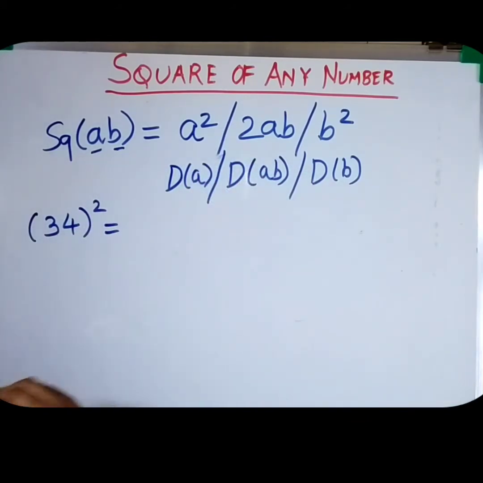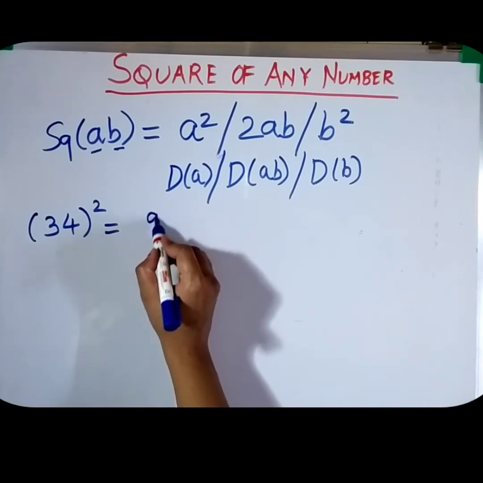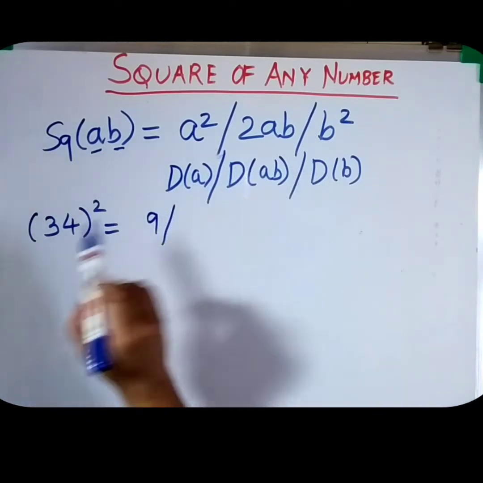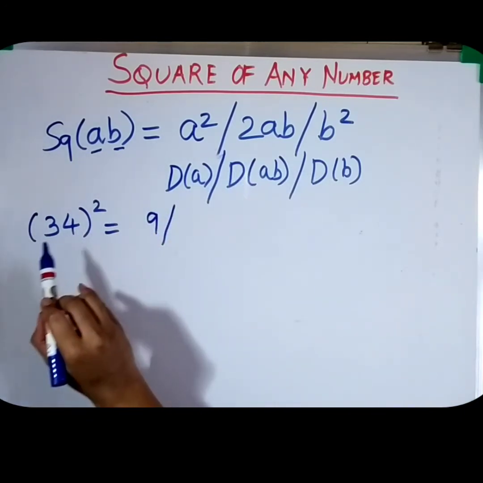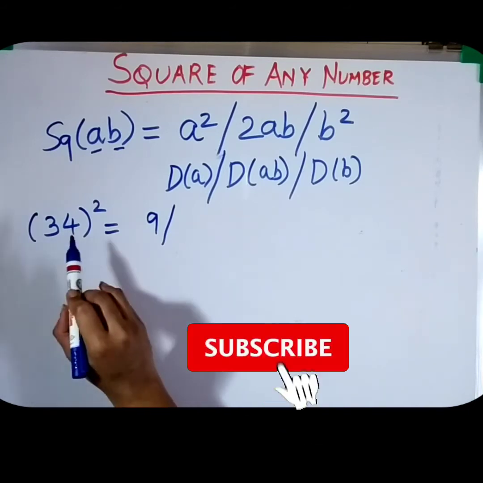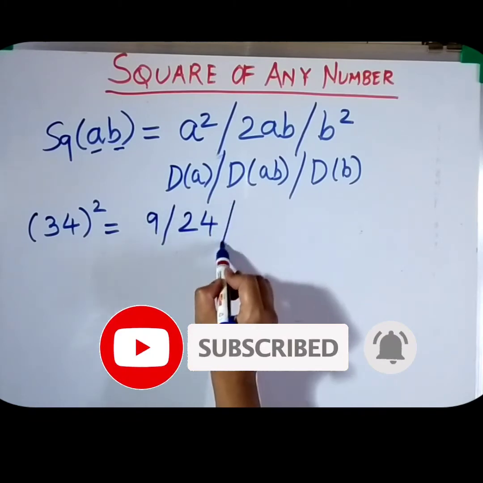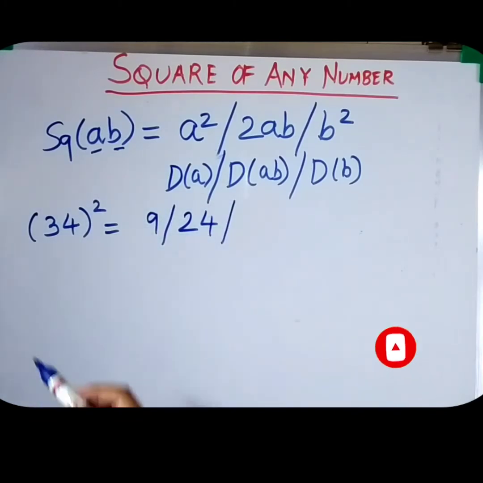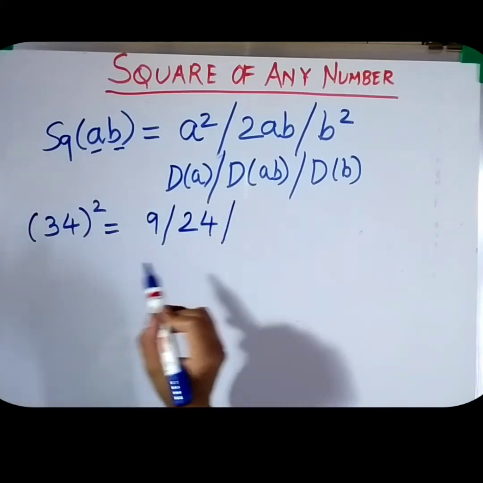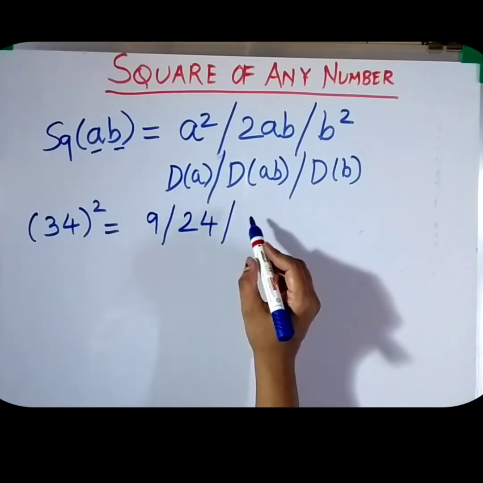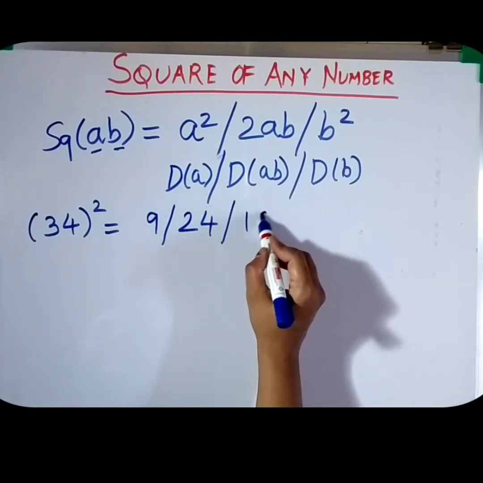A is your 3. 3 square is 9. Then 2AB: 2 into 3 into 4. So 2 into 3 is 6, 6 into 4 is 24. Then again B square. B is 4. So B square is 4 4s are 16.